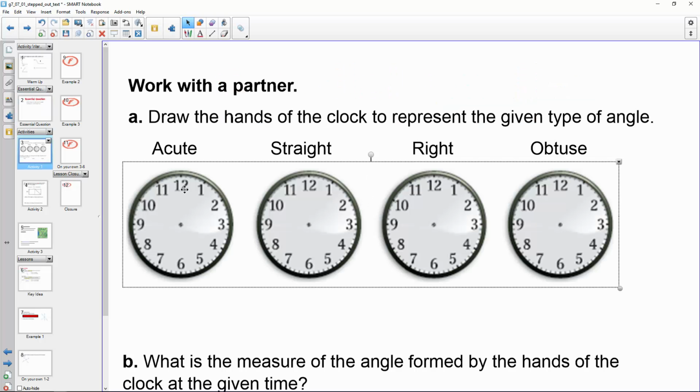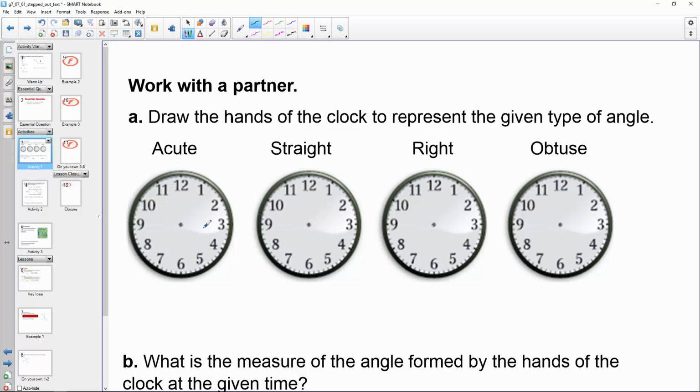If I look here, for instance, I want to find an acute, and again, that's just less than 90 degrees. So I'm going to go over here, and I'll go like here and here, so less than 90. A straight angle, of course, goes straight down. A right angle forms a 90-degree angle. An obtuse would mean that my angle is larger than 90 degrees.